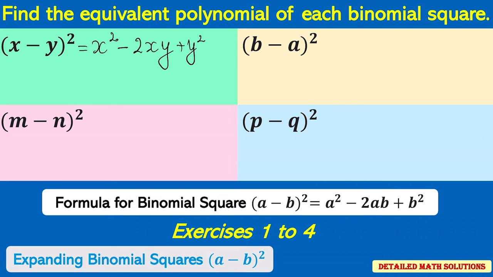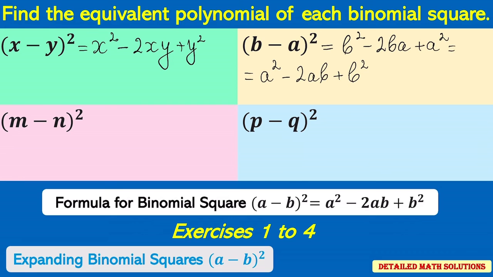In the next binomial, b minus a in parentheses squared, b corresponds to the a in the formula, and a corresponds to the b in the formula. Therefore, this equals b squared minus 2ba plus a squared. And when I write this in a standard form where the variables are listed in alphabetical order, this equals a squared minus 2ab plus b squared.